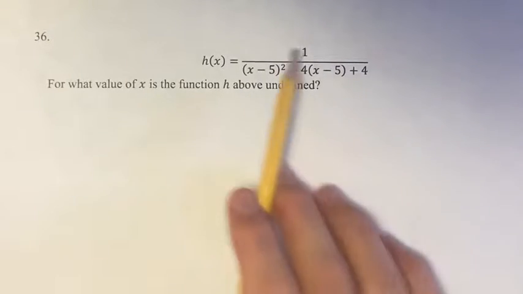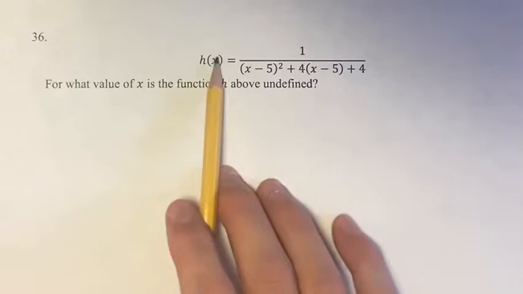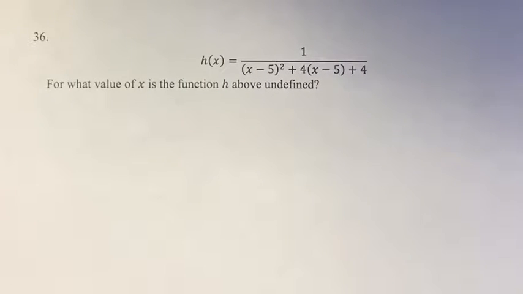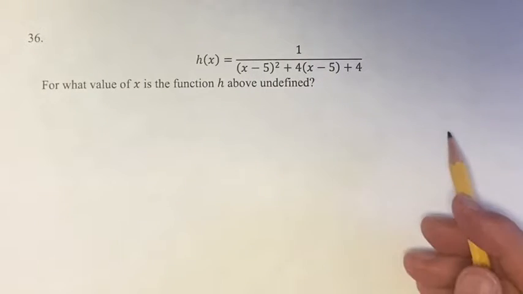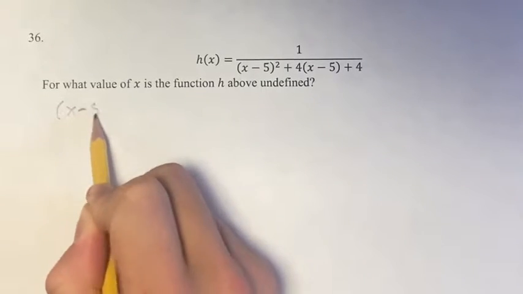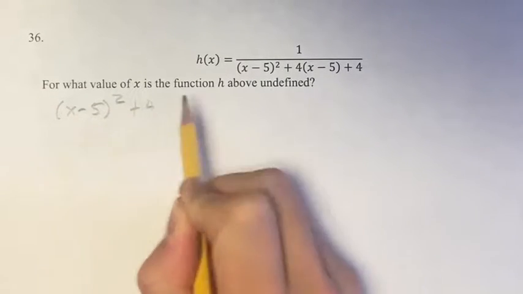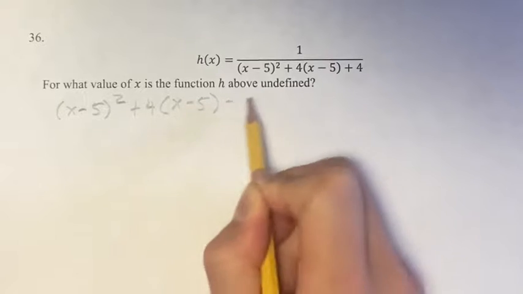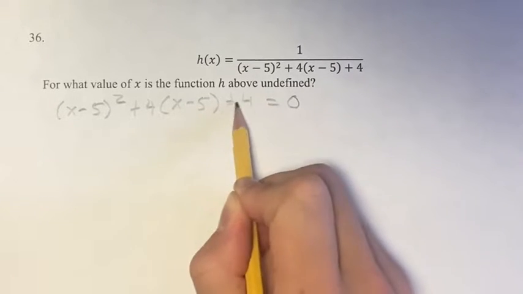In this problem, we're given this fraction, which is equal to h of x, and we're asked for what value of x is the function h undefined. So when is this undefined? When the denominator is equal to 0. So when (x − 5)² + 4(x − 5) + 4 is equal to 0.